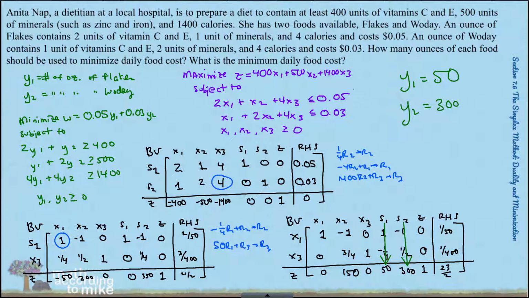And for W, remember you read across from Z because Z and W have the same value. 23 halves is, what is that as a decimal? 11.50. So we would say W is, wrong color. I want to do this correctly because it's the last video. W equals 11.50. So the interpretation would be she should order, is it an order? Sure, why not? 50 ounces of flakes and 300 ounces of wode, and she'll spend a minimum cost of $11.50.